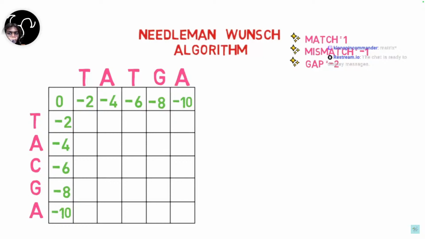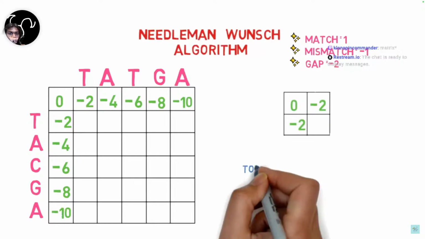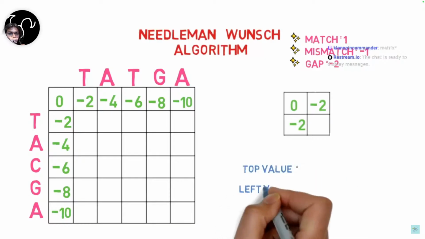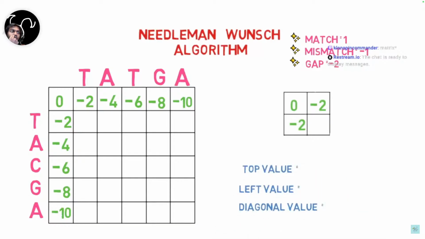Then we must fill in box number 1. This requires us to consider 3 values: top, left, and diagonal. The top and left values represent the gap penalty, while the diagonal value represents match and mismatch. It means that when we take values from the top and left sides, we add a gap penalty to them, but if we take values from the diagonal side, we add a match or mismatch value to them.